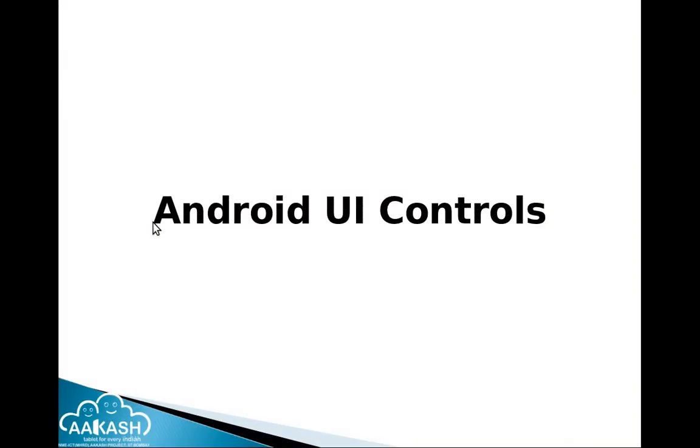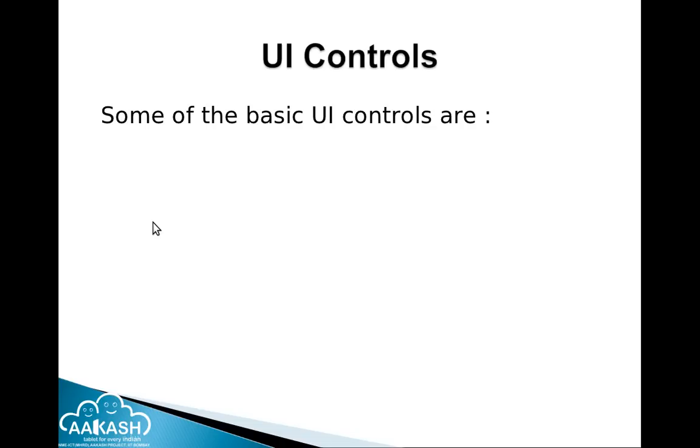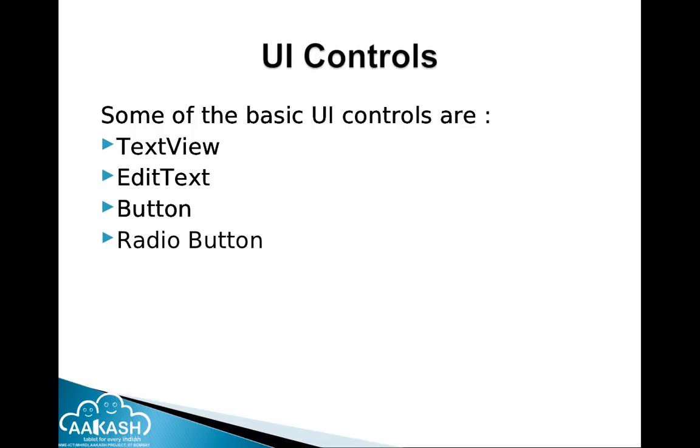Android UI controls. Input controls are the interactive components of an application's user interface. Some of the basic UI controls are text view, edit text, button, radio button, checkbox, and spinner. Now text view and edit text are together known as text fields. Text view is similar to a label, and edit text allows the user to type text into an application.